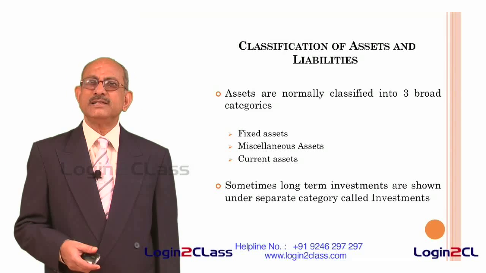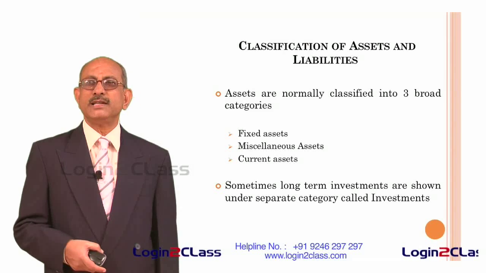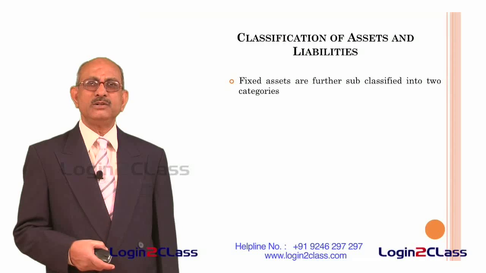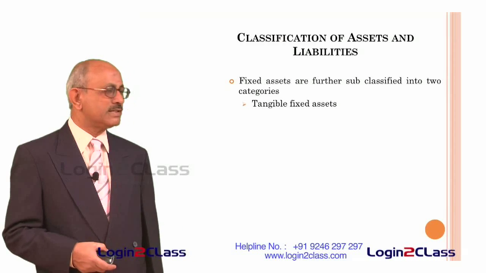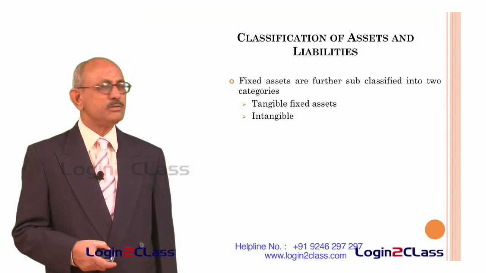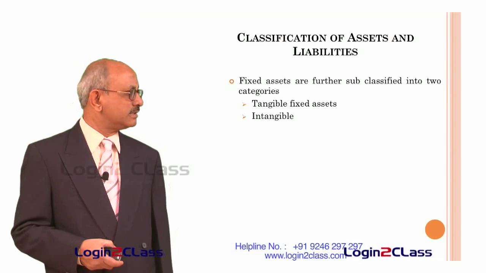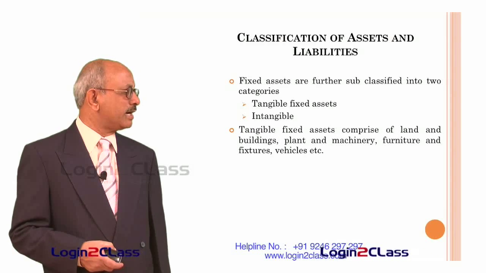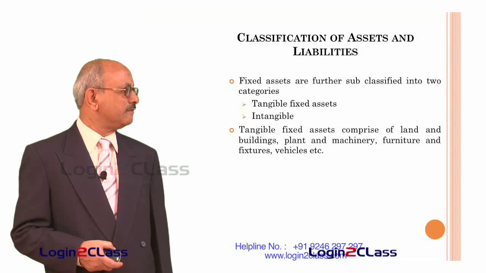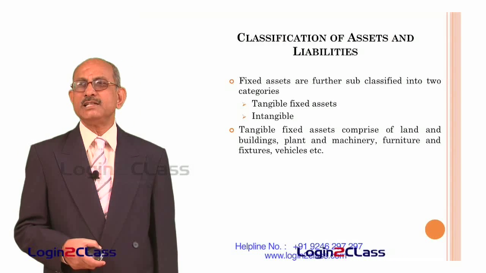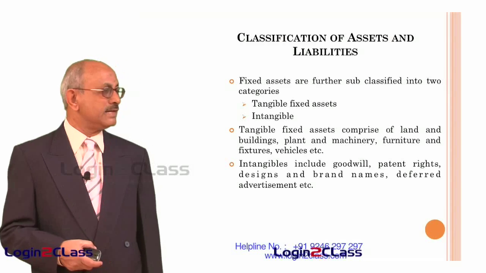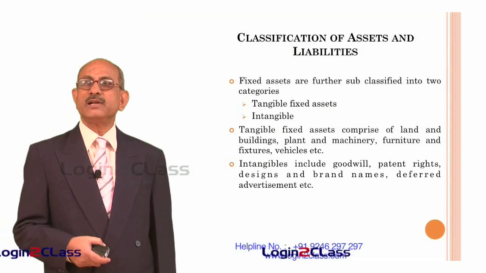So, now let us consider each one of these as to what they indicate. In the case of fixed assets, they can be further classified into two categories. One is called tangible fixed assets, other is called intangibles or intangible fixed assets. Tangible fixed assets normally comprise of land and buildings, plant and machinery, furniture and fixtures, vehicles, etc. Whereas intangibles include such as goodwill, patent rights, designs, brand names, deferred advertisements, etc.